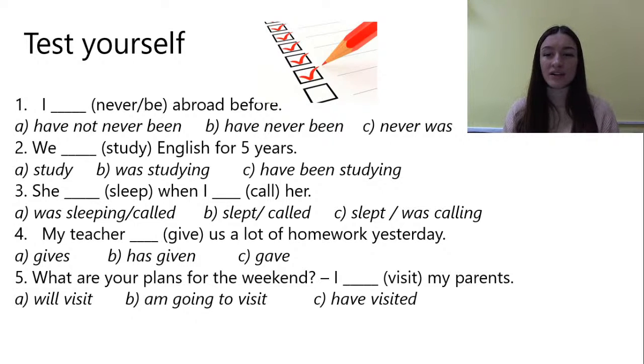Okay, good. Now let's have a quick test. Let's see how well you understood everything, how well you understand tenses. Please read the sentence and choose the best answer, A, B, or C. Please try to write all the answers in one message. It will be more convenient to check and to see who's right and who's wrong. So please test yourselves.